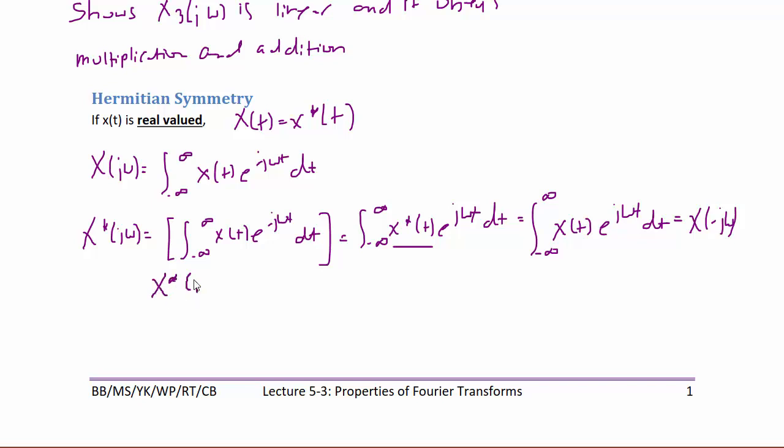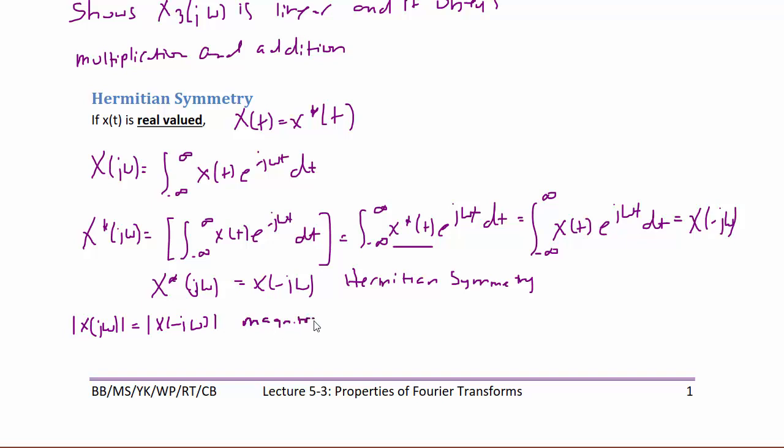When x conjugate of j omega is equal to x of negative j omega, we say that x of j omega has Hermitian symmetry. And what this means is that the magnitude of x of j omega equals the magnitude of x of negative j omega. So the magnitude is even. And this also means that the angle of x of j omega is equal to negative the angle of x of negative j omega. So the phase is odd.